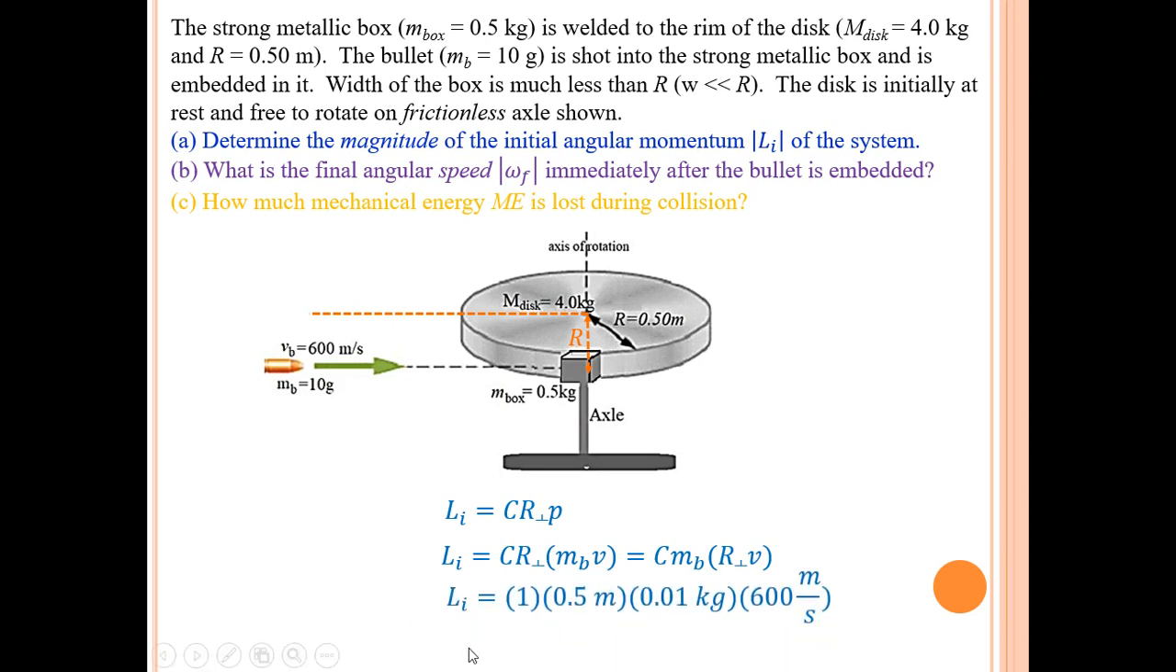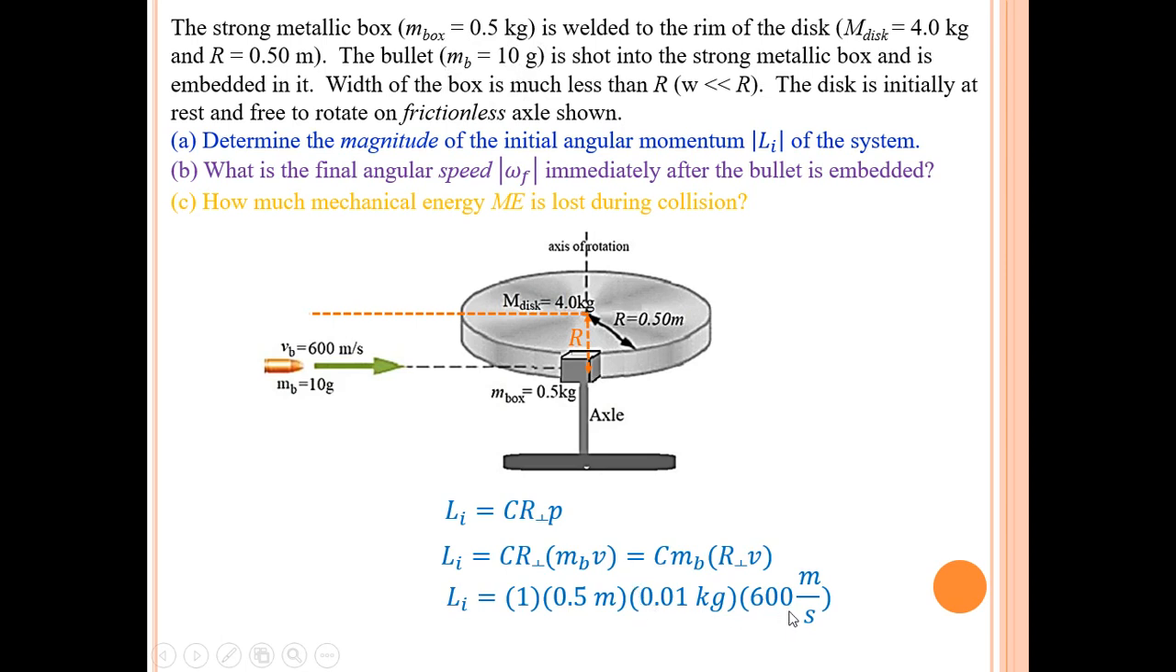Okay. So the coefficient for a bullet or a point mass in this case is just a 1. The radius, which is given as 0.5 of the disk, is the distance from where the bullet strikes the block to where the axis of rotation is. And then the mass of the bullet is given as 10 grams in the wording up here. I went ahead and converted 10 grams into kilograms. So make sure you pay attention to units. You do need to convert 10 grams into kilograms, and that is going to be 0.01 kilogram.